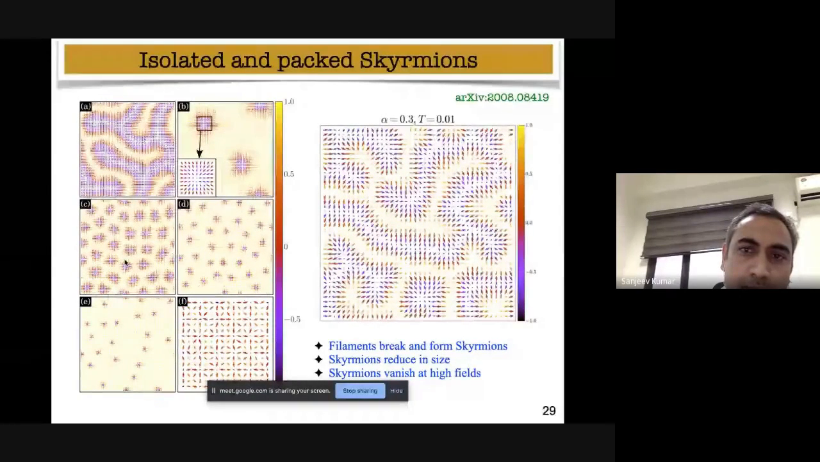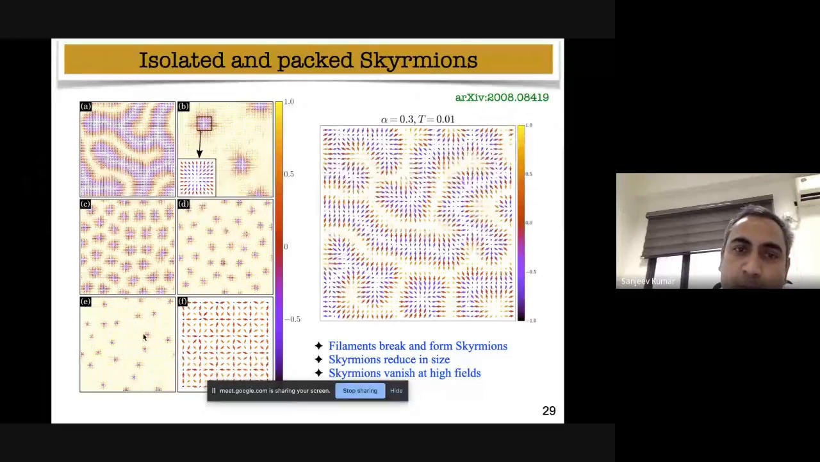Starting with different values of spin orbit coupling, you can get different textures. This is what we call isolated skyrmions, because there doesn't seem to be any close packing of these objects. If you start with a different value of the spin orbit coupling parameter, one obtains these so-called packed skyrmions. And as you increase the magnetic field strength, these objects can become smaller in size, and then they can even melt away.